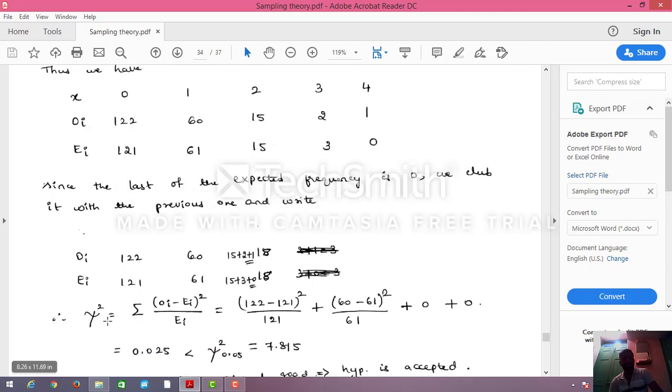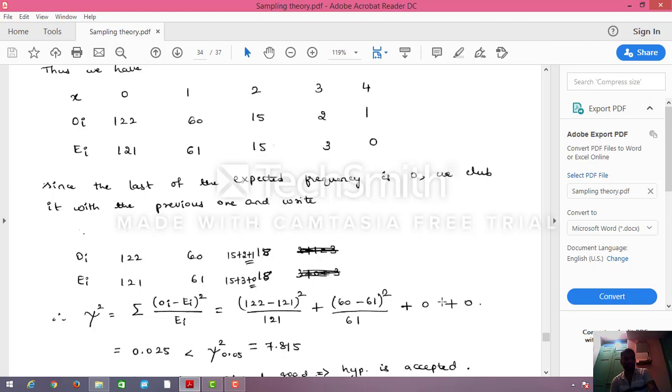Now chi-square equal to, what is that? Sum of Oi minus Ei whole square divided by Ei. Now I am writing 122 minus 121 whole square divided by 121, plus 60 minus 61 whole square divided by 61. Now next, all the things have been added. If you want, you can put 15 minus 15 whole square also. Then 2 plus 1 is 3, 3 plus 0 is 3. 3 minus 3 if you write, also okay. Or otherwise directly you write 18 minus 18 whole square divided by 18, that value should be 0.